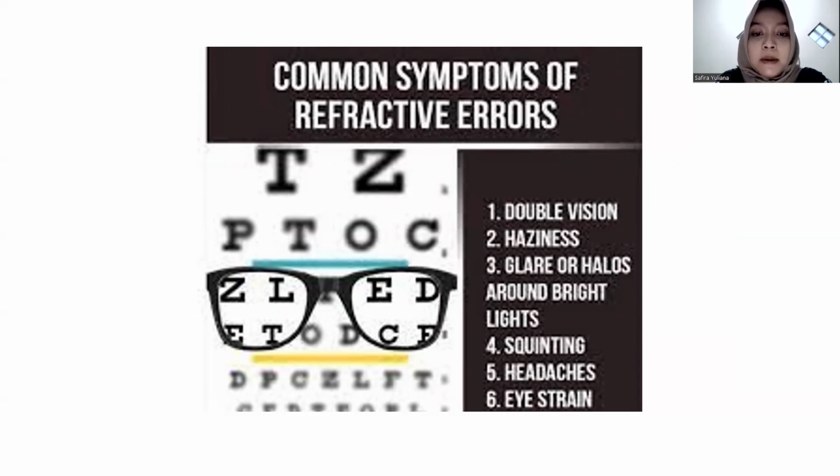Some people may not notice the symptoms of refractive errors. It is important to get an eye exam regularly so your eye doctor can make sure you are seeing as clearly as possible. If you wear glasses or contact lenses and still have these symptoms, you might need a new prescription. Talk to your eye doctor and get an eye exam if you are having trouble with your vision.